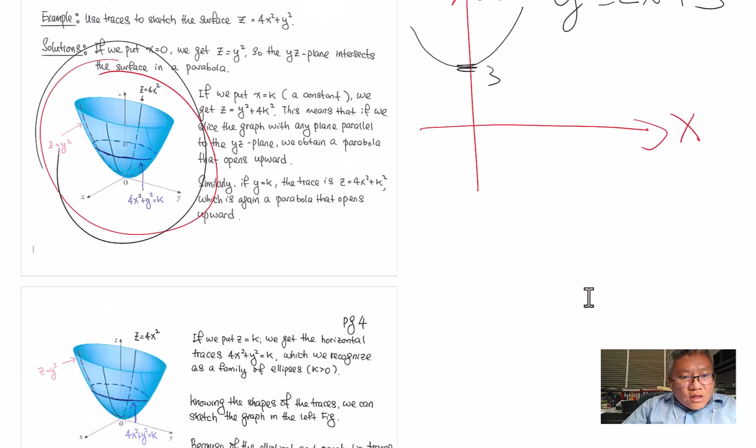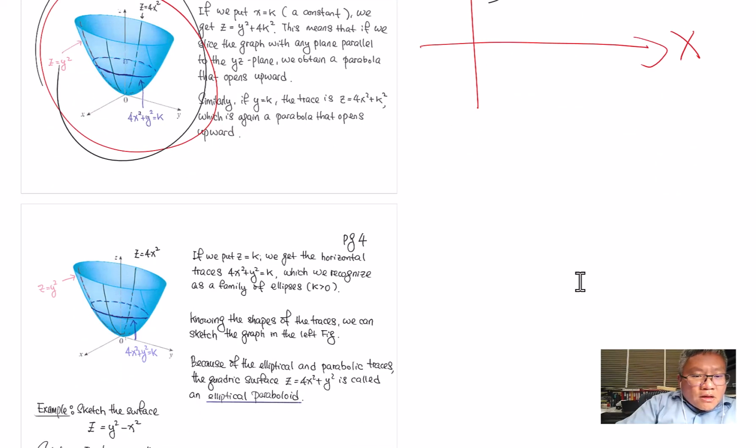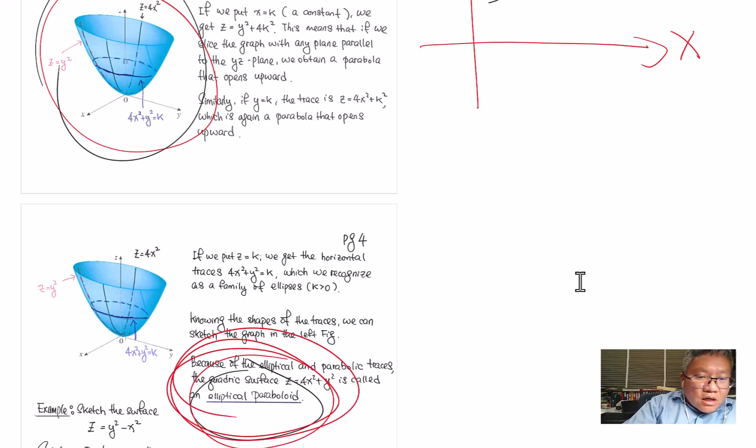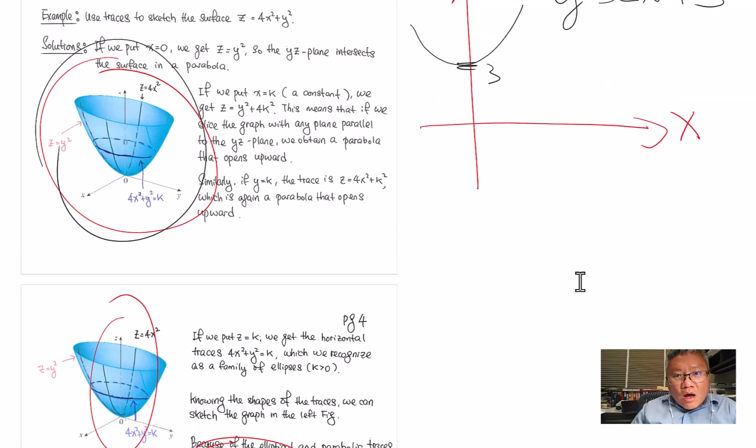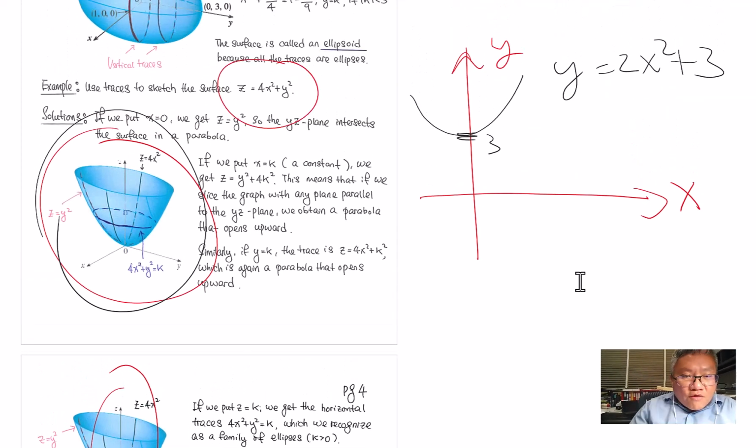And this thing here has a special name. This is called an elliptical paraboloid. And mathematicians are not very creative naming stuff. The reason why it is called an elliptical paraboloid is that when you do one of the cross sections, you get an ellipse. You do another cross section, you have a parabola. So they call this an elliptical paraboloid. Okay, so when you have an equation like this, you have an elliptical paraboloid.